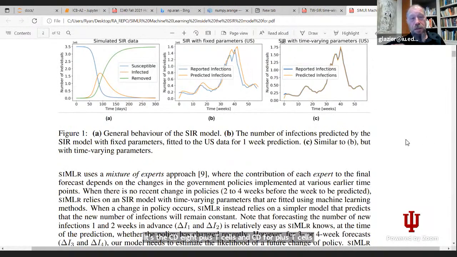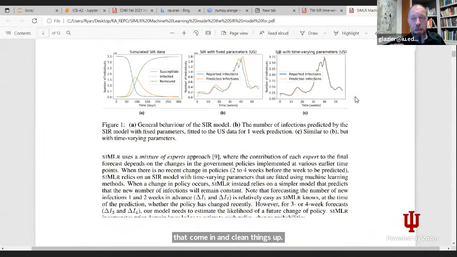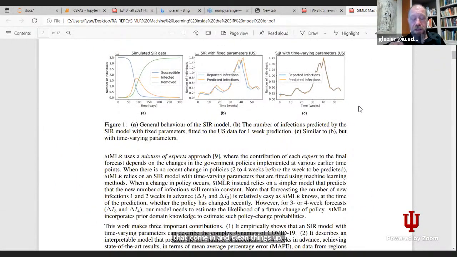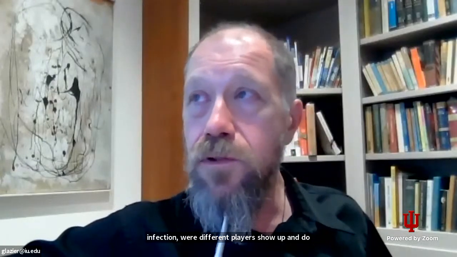And then starting about 10 days, you get antibodies that come in and clean things up. And so there are these different phases of viral infection where different players show up and do different things. And that could be, I think, conceptually a little bit like changes in policy.